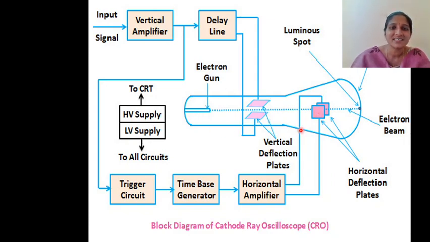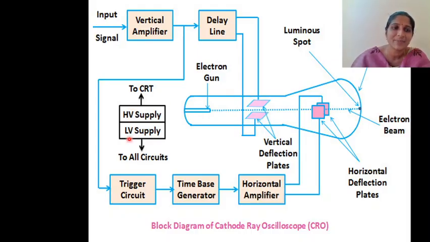Now this is the CRT, cathode ray tube. This is the heart of the CRO. In this CRT, it consists of different arrangements as shown. It consists of vertical deflection plates, horizontal deflection plates, electron gun, and phosphor screen. So the heart of the CRO is nothing but the CRT, cathode ray tube. We shall discuss the CRT also now.